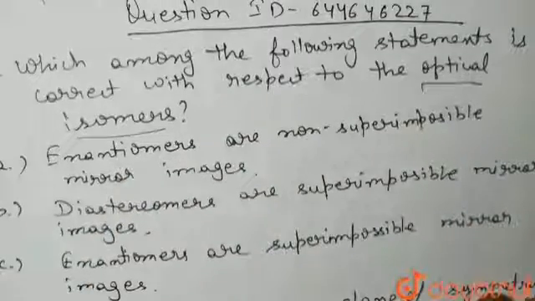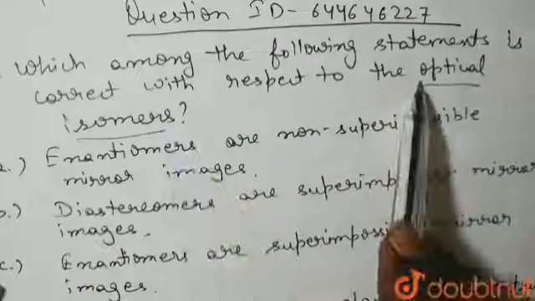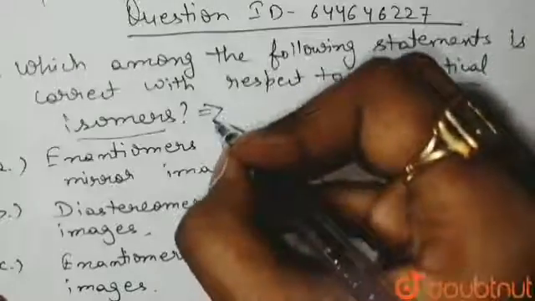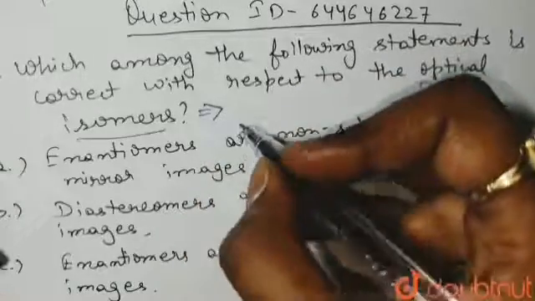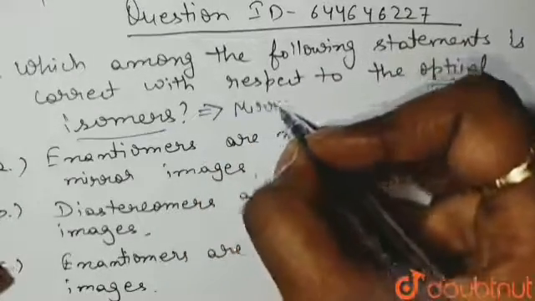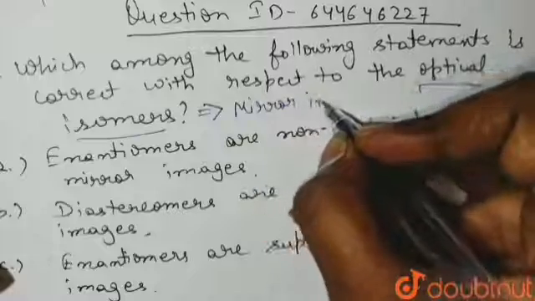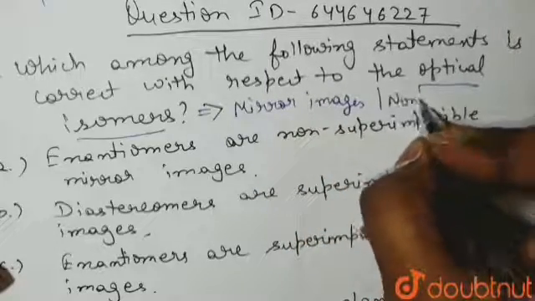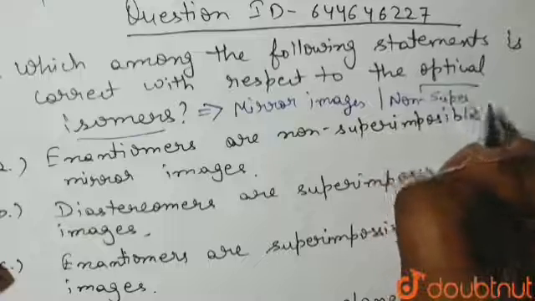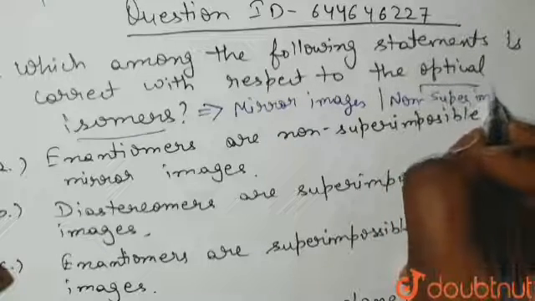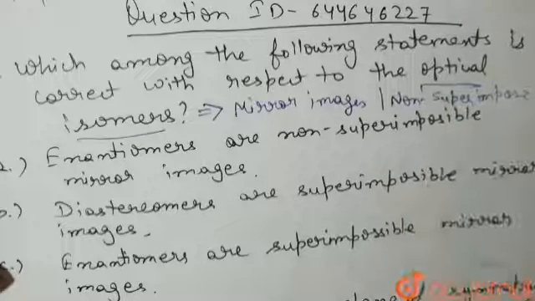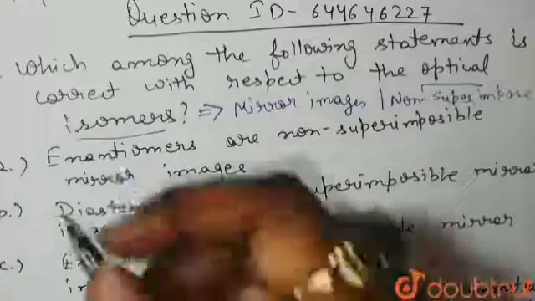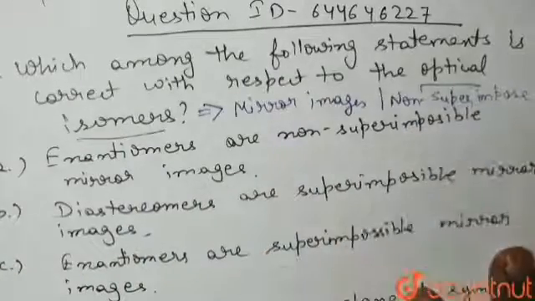First of all, we should know what optical isomers are. Optical isomers are those isomers which are mirror images of each other and they are non-superimposable. That means they will not superimpose on each other. They also have a property that they can rotate plane polarized light.